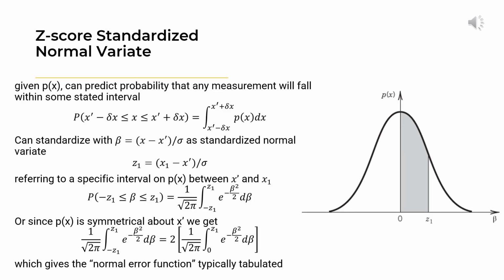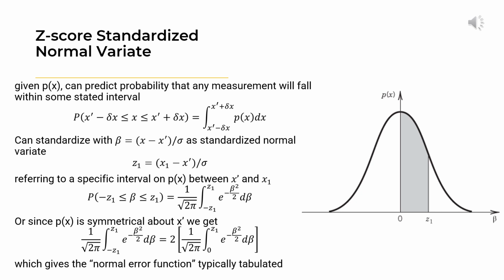Given the probability density function p, how can we predict the probability that any future measurement will fall within some stated interval of x? The probability that x will assume a value within the interval x prime plus or minus delta x is given by the area under the curve of p, which is found by integrating over the interval. Thus, the probability is given by the integral from x prime minus delta x to x prime plus delta x of p, the probability density function, over dx.